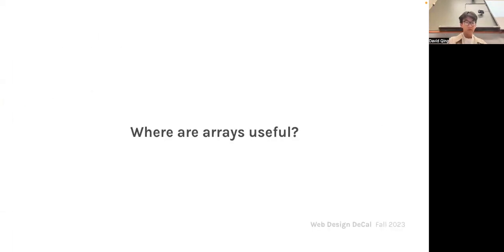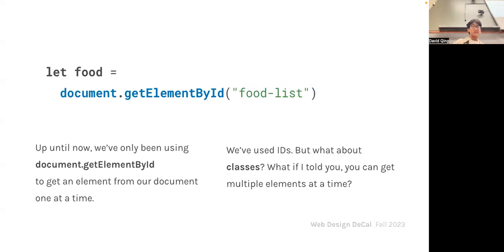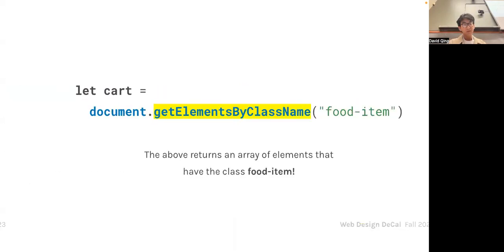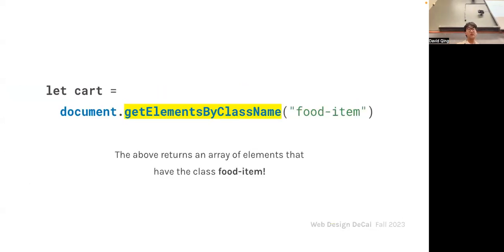Okay. So where are arrays useful? Up until now, we've been using getElementById to get a specific element from our document, one at a time. But we've also used classes in our CSS before. You are probably very familiar with classes. So we need to be able to cover the case where there are multiple elements that all have the same class. We use this different function called document.getElementsByClassName.